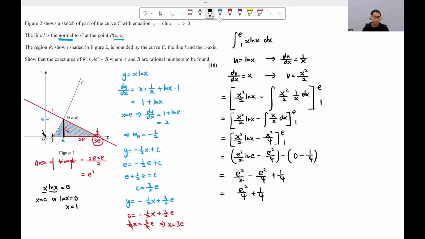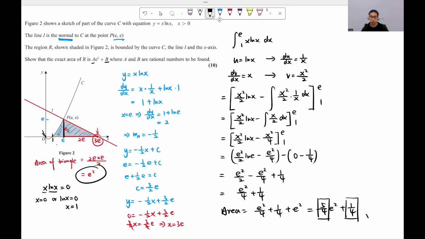So we just have to add this to the area of the triangle. The final area is equal to the area of the small region we just worked out, plus the other half, the triangle, which is e squared. So 1/4 e squared plus e squared should be 5 over 4 e squared plus 1/4. Then that would be the final answer. So in this case, A should be 5 over 4, and then B should be 1/4.